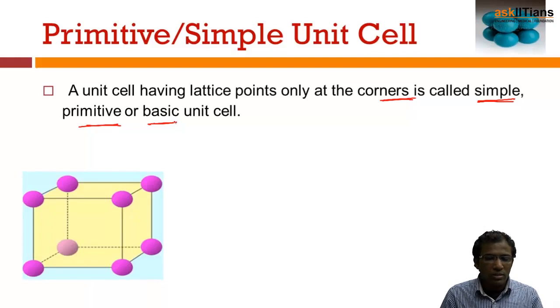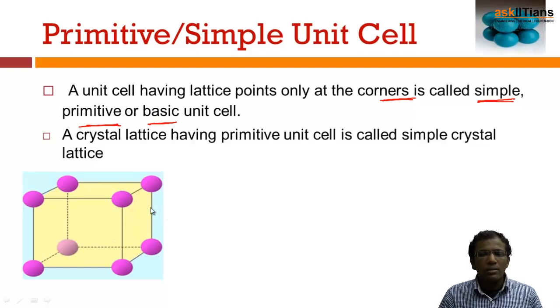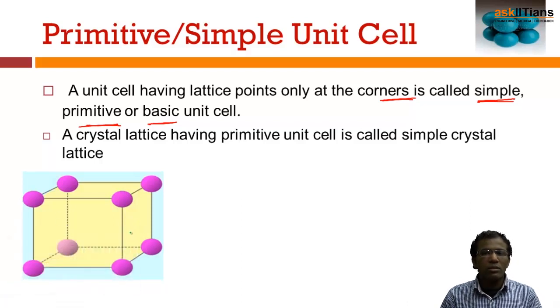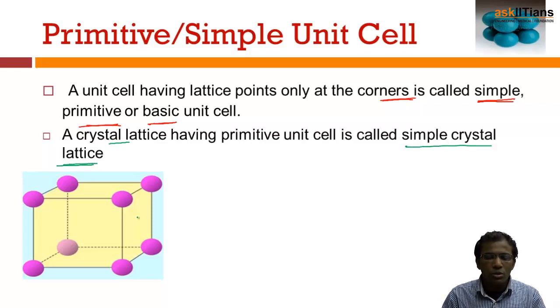Okay. So you can see we have particles present only at the corners. We don't have particles at any other positions. And a crystal lattice having the primitive unit cell is called simple crystal lattice. Okay. So if I make a crystal lattice from a number of unit cells, whatever crystal lattice I get from this unit cell is known as simple crystal lattice. Okay. So a crystal lattice formed by primitive unit cell is known as simple crystal lattice.